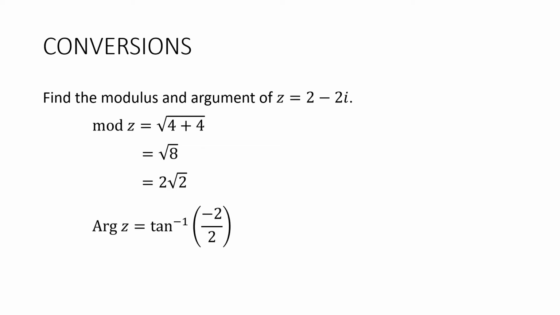Our argument is going to be inverse tan of negative 2 on 2. Quick diagram, it's going to be down in here. So we need to find our first quadrant angle. You can do inverse tan of 1 if you want to, but you should know that that is 45 degrees or pi on 4. And I'm going to give my argument this time in radians. So it's going to be negative pi on 4.